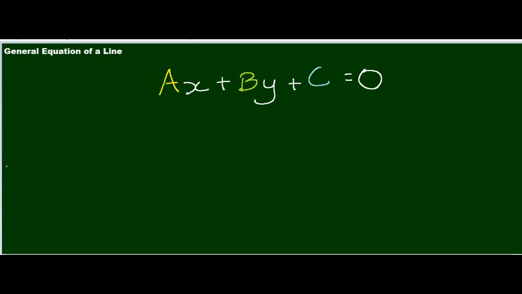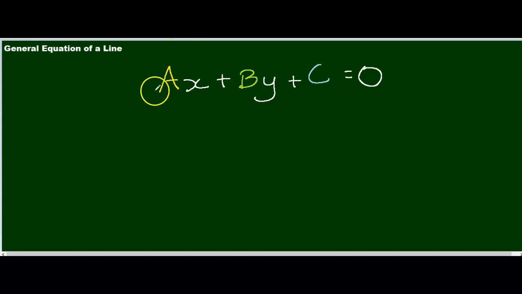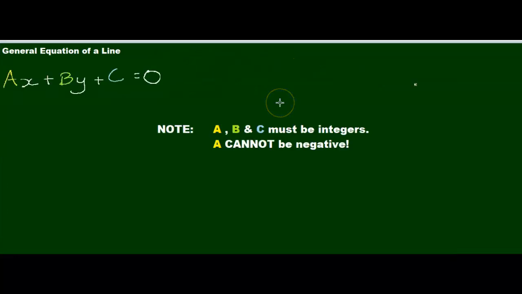Now the general equation of a line would be in the form of ax plus by plus c equals 0. When written in this form, your a can be equal to 0 or b can be equal to 0, but they cannot be equal to 0 at the same time. Now a, b, and c must be integers, and a cannot be negative. There is some debate on whether a can be negative or not. However, if you are handing in work, depending on your teacher or professor, you might want to err on the side of caution and make a not negative.